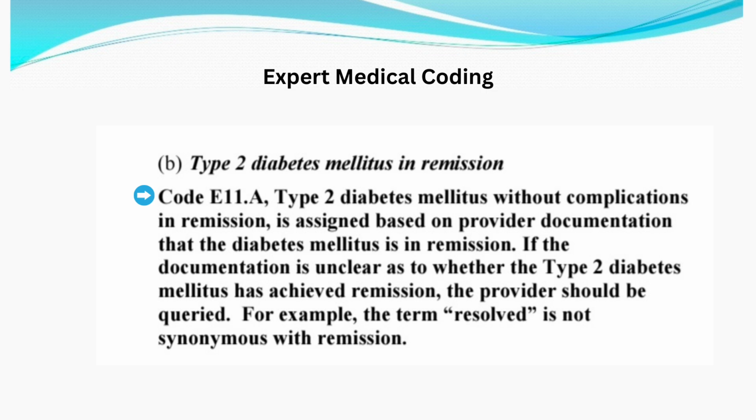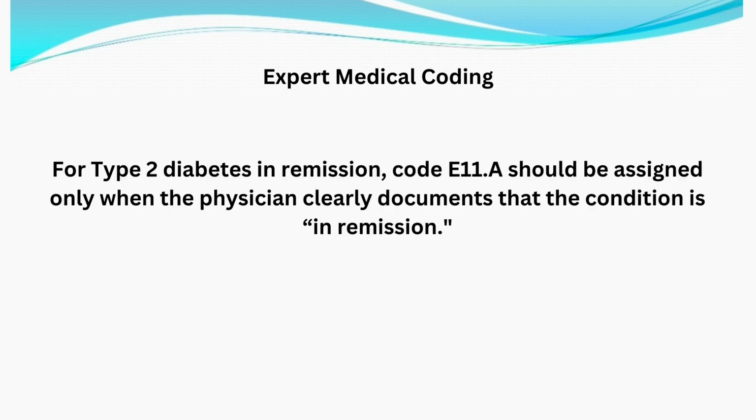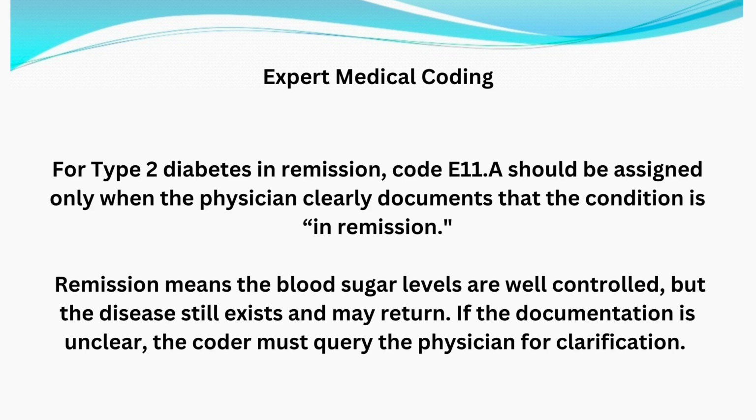Let's understand this guideline in more detail. For type 2 diabetes mellitus in remission, code E11.A should be assigned only when the provider clearly documents that the condition is in remission. Remission means the blood sugar levels are well controlled, but the disease still exists and may return. If the documentation is unclear, the coder must query the provider for clarification.